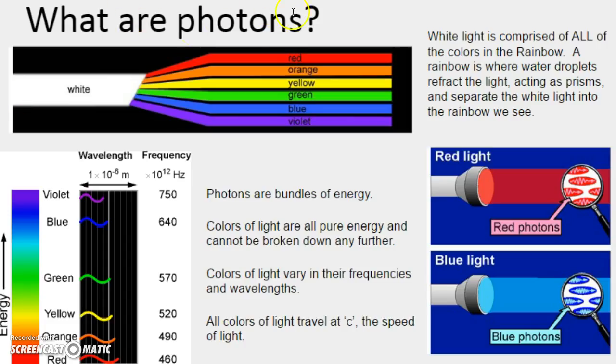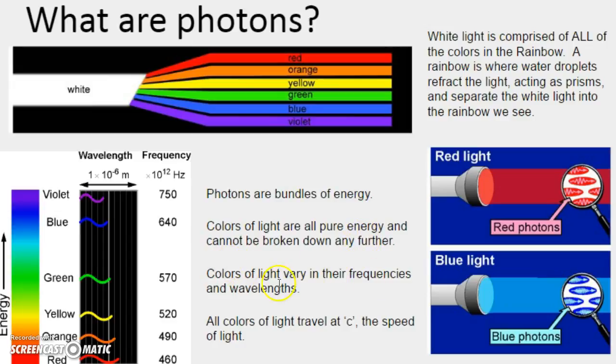So what are photons, right? Really, what is light? Well, white light is comprised of all of the colors of the rainbow. A rainbow is where water droplets refract the light, acting as tiny prisms and separating the white light into the rainbow that we see. But it's really separating the photons. The photons are the bundles of energy. Colors of light are pure energy and cannot be broken down any further.